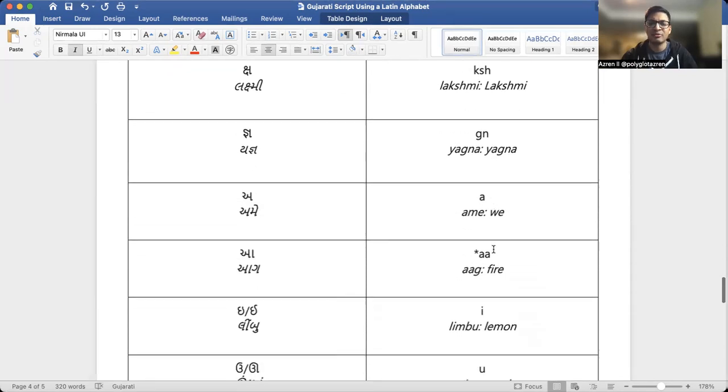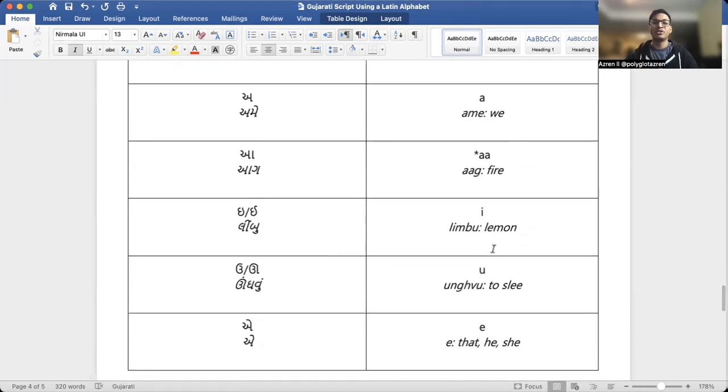Let's keep going here with our vowels. First one is a. A is written with a, such as the word ame. Ame means we. A is written with a lowercase a. Now, please note that in English, a is written with a lowercase u. But in Gujarati, it's an A. A doesn't make an "ah" sound. That's not what it does.